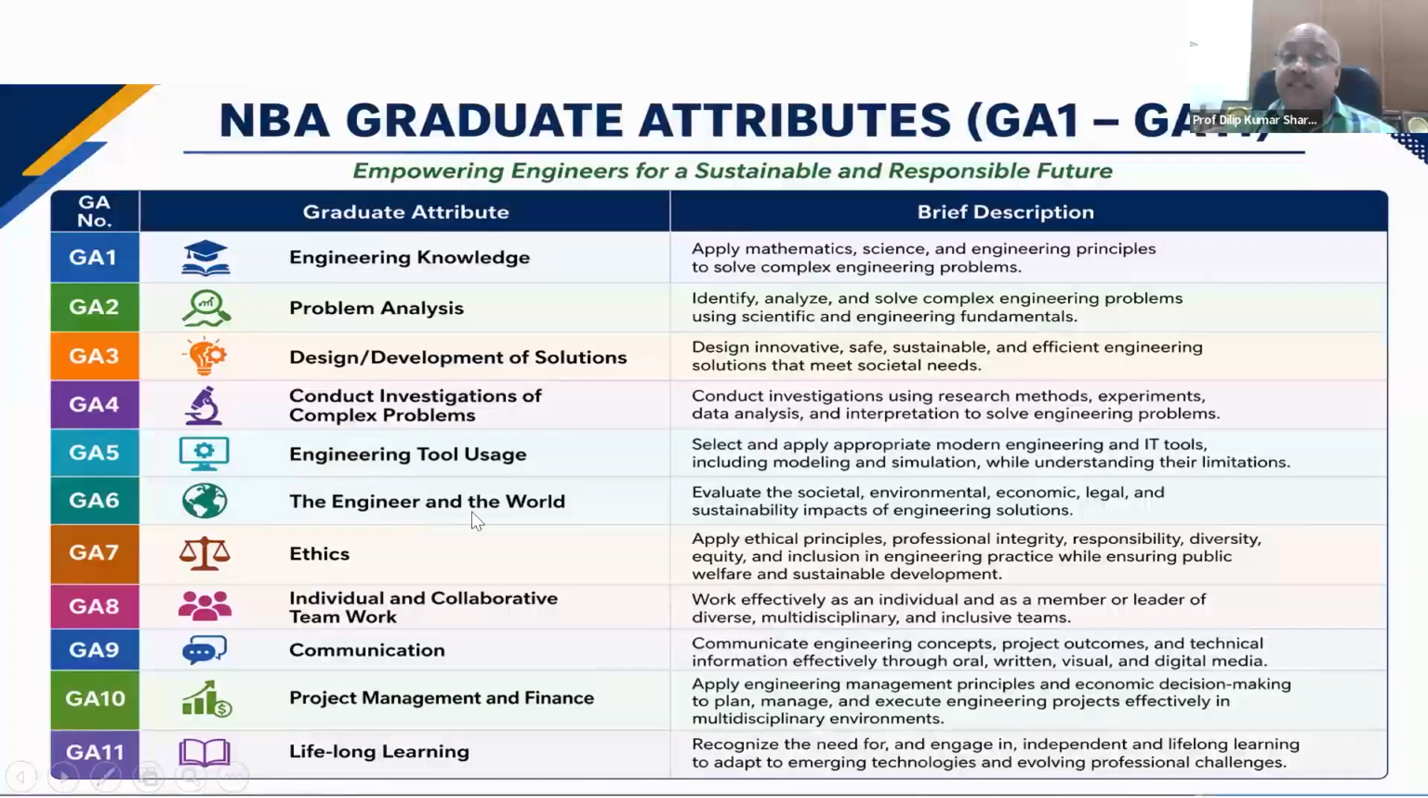Then graduate attribute 6 is the engineer and the world. So evaluate the societal, environmental, economic, legal, and sustainability impact of engineering solutions. Ethics: we have to make ethical engineers, ethical managers. So apply ethical principles, and for that first we have to follow the ethics. We teachers have to follow the ethics. We have to be very sincere and role models to the students about the tasks we are doing, either academic, research, or administrative. Apply ethical principles, professional integrity, responsibility, diversity, equity, inclusion in engineering practice while ensuring public welfare and sustainable development.